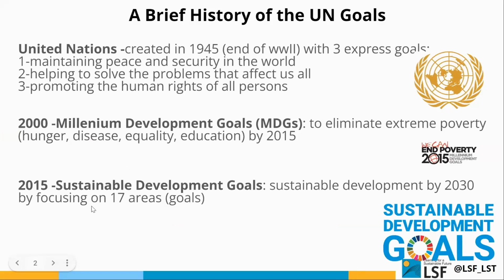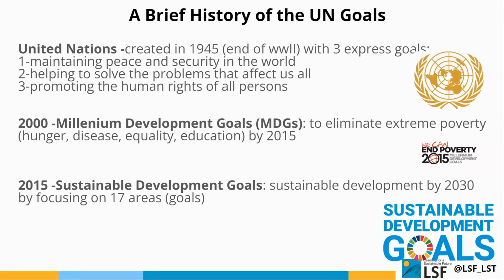The United Nations was created in 1945 at the end of World War II. And as you know, it is a global organization to which almost all states of the world belong. It has three goals: to maintain peace and security in the world, to encourage and facilitate solutions to global problems, and to promote the human rights of all persons.